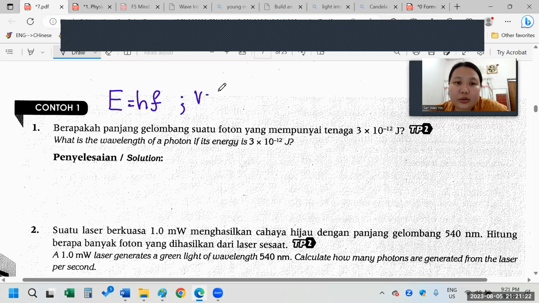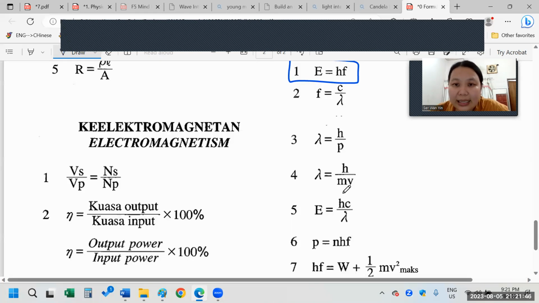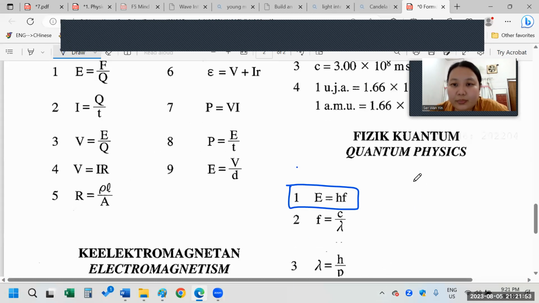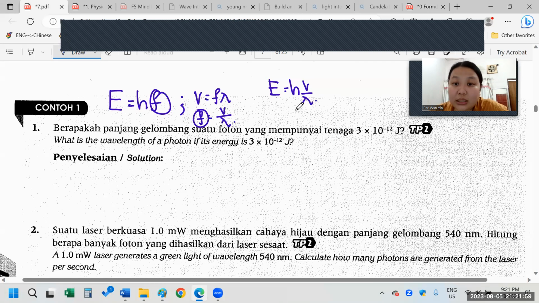Okay, so we say v equals f lambda. So f actually equals v over lambda. Now if we substitute f as v over lambda, we will get E equals h v over lambda. Then what is EM wave? EM waves are lights, which means their speed would be the light speed. Where's light speed? Here, Chapter 6, light speed, c. So we substitute v as c, so we will get E equals hc over lambda.